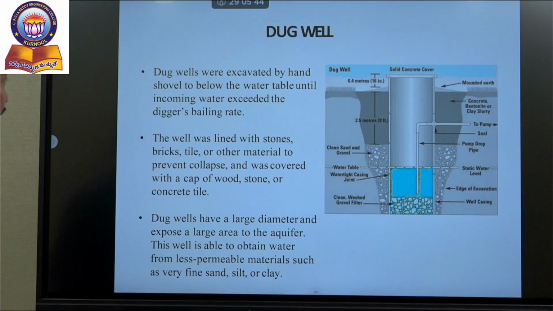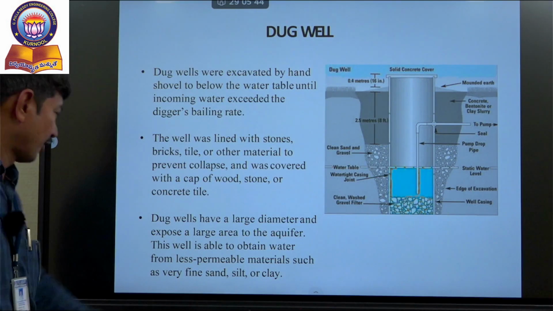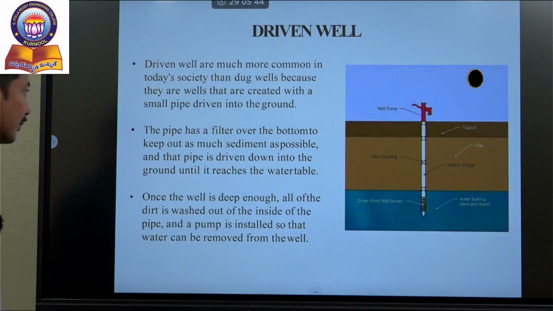A dug well is an open well that is excavated with the help of machinery or human beings. It may be either lined or unlined. Dug wells have a large diameter and expose a large area to the aquifer. This well is able to obtain water from less permeable material such as very fine sand, silt, or clay.